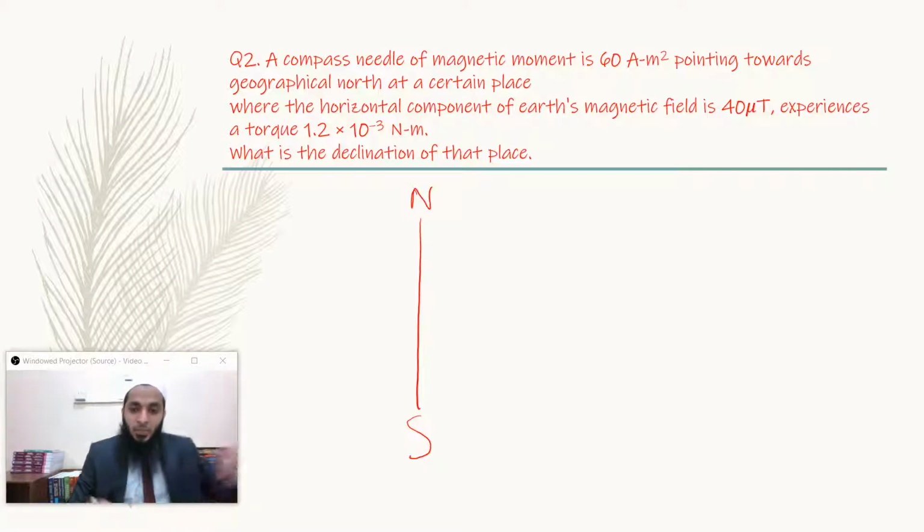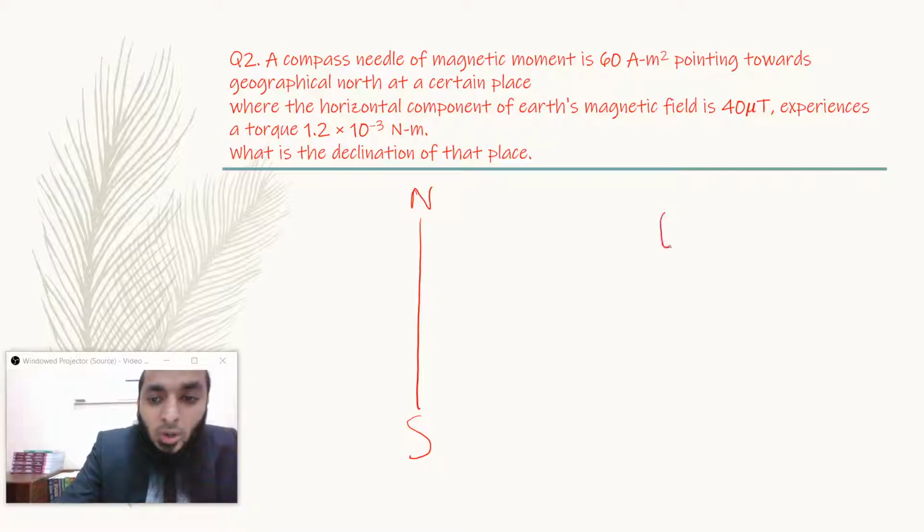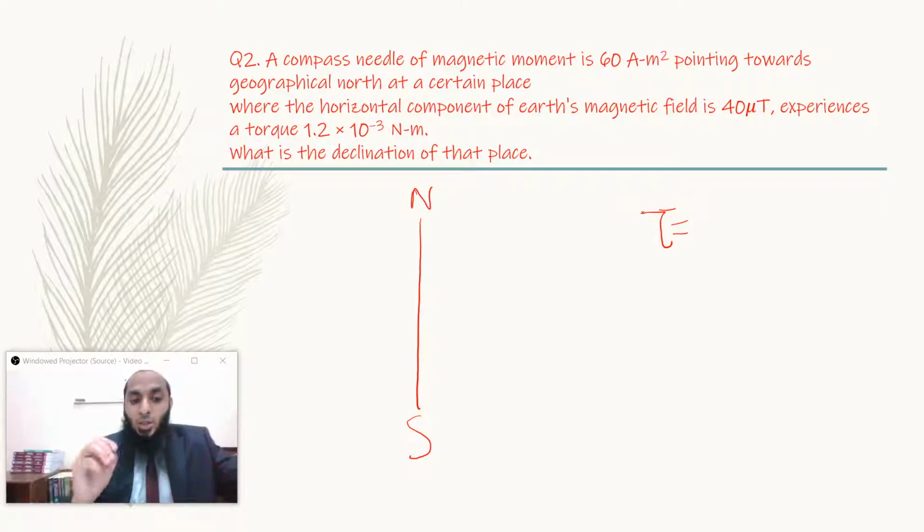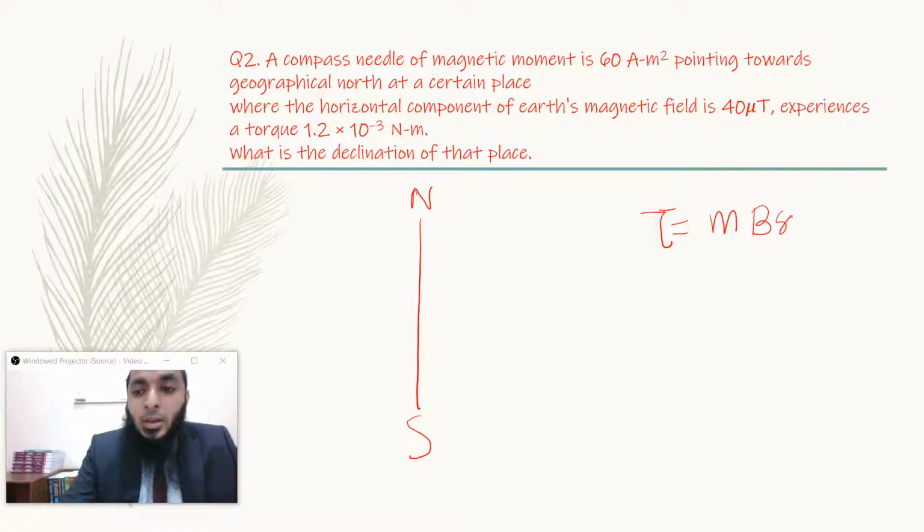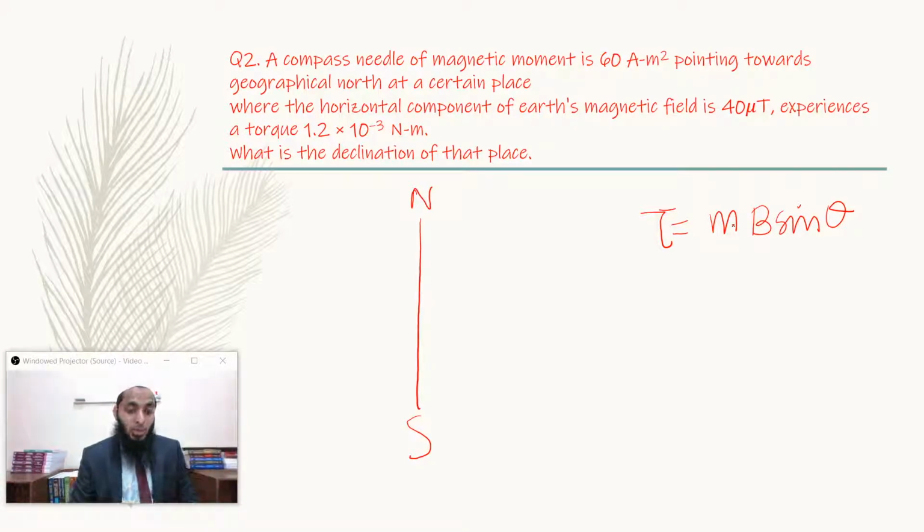Now if a dipole is kept in a uniform magnetic field, it will experience a torque, which is given by the equation torque, written as tau, is equal to mB sine theta, where m is the magnetic moment of the dipole, B is the uniform magnetic field in that region, and theta is the angle between the magnetic field and the magnetic moment.